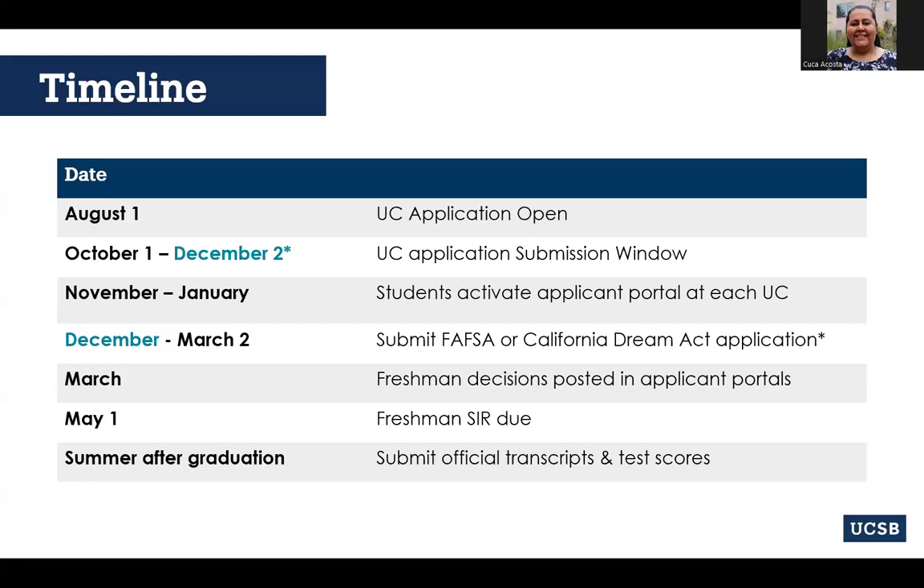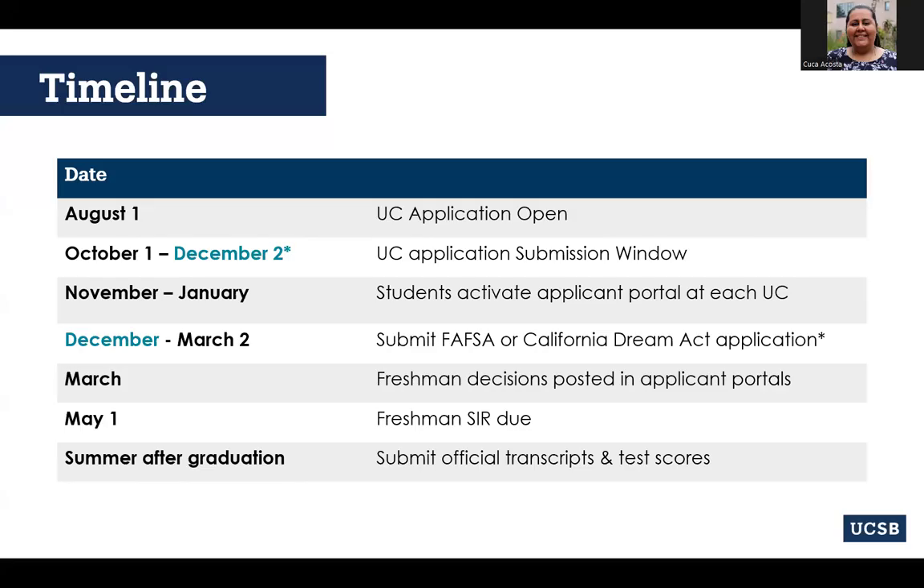Now, December through March 2nd, keep in mind that is the updated estimated start date for the submission period for the FAFSA and California Dream Act applications. And then in March, all UC campuses will provide decisions to all of our first year freshman applicants. UCSB will typically be around that mid-March timeframe, with May 1st being the SIR, or Statement of Intent to Register, deadline for all students that have been admitted to that UC campus.